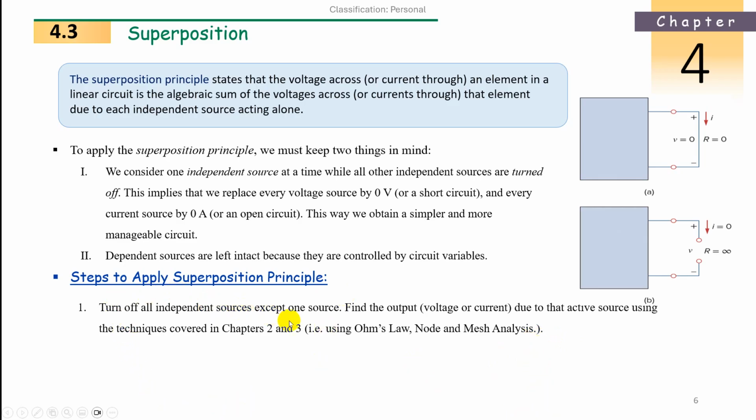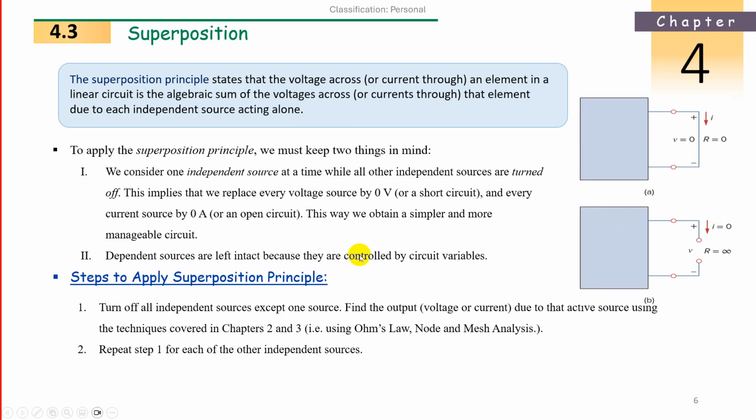So turn off all independent sources except one source. Find the output voltage or current due to that active source, by techniques like Ohm's law, node analysis, and mesh analysis. Now, repeat step 1. The same step is repeated for each of the other independent sources, till the independent sources are finished. If you have 3 independent sources, step 1 has to be considered 3 times. That means keep one source, and the remaining 2 should be off.